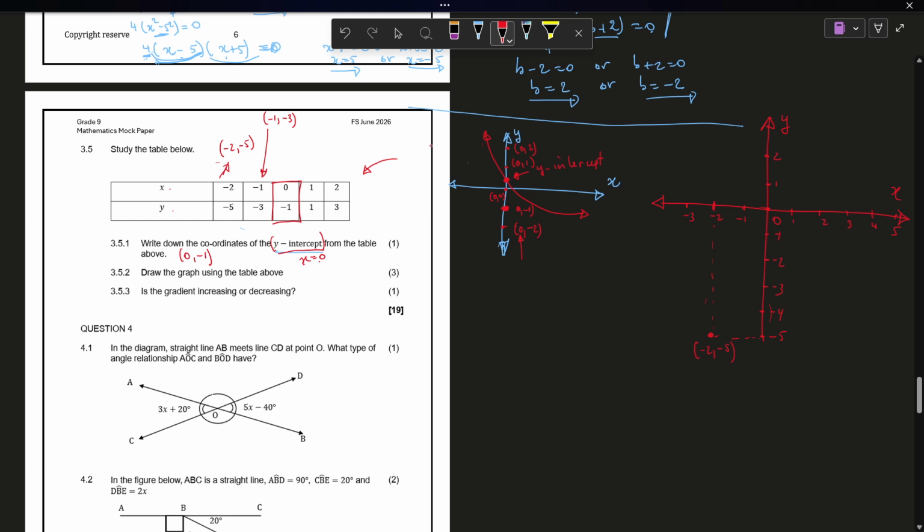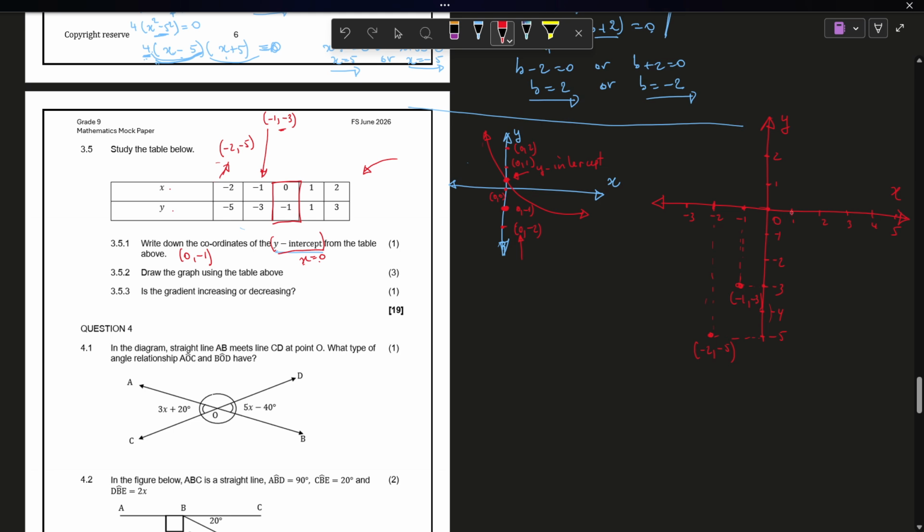Now I'm going to go to the next point. The next point is this one, -1, -3. -1 here. Because we always start with the x coordinate. So along the x-axis right here. And then -3. So we go down. It's here, right? -3. So we plot this point. So this is the point. This is -1, -3.